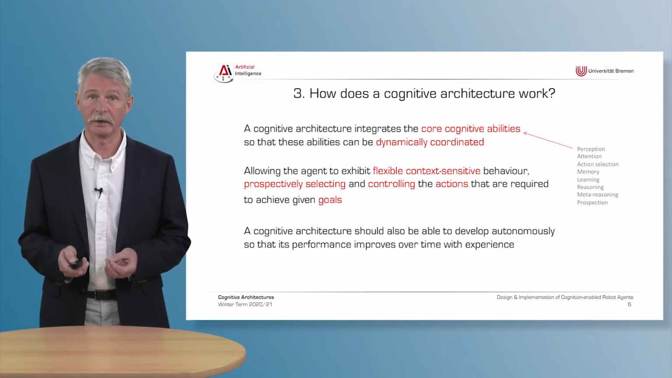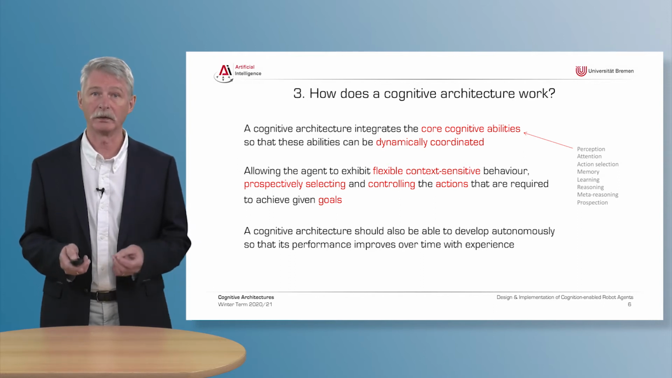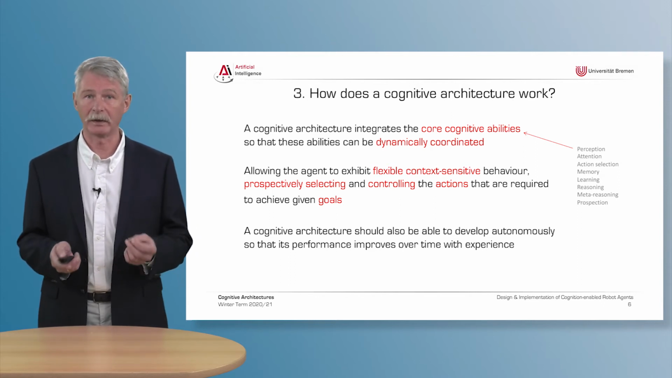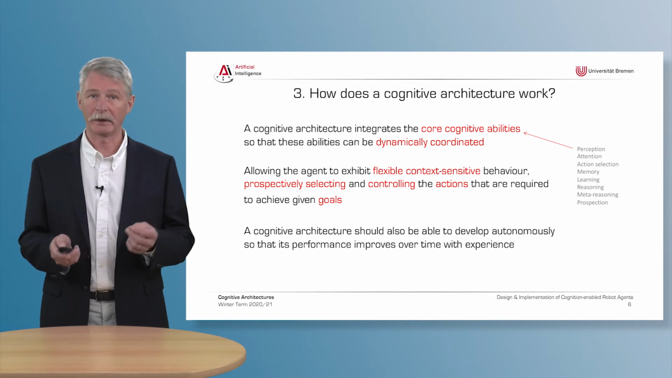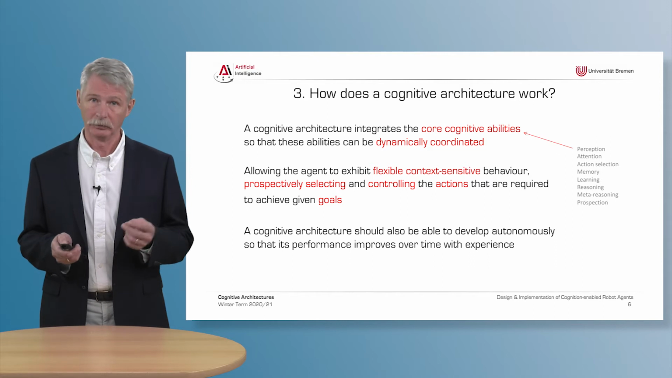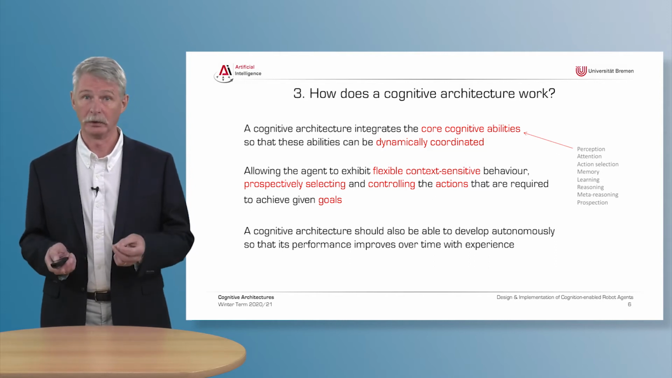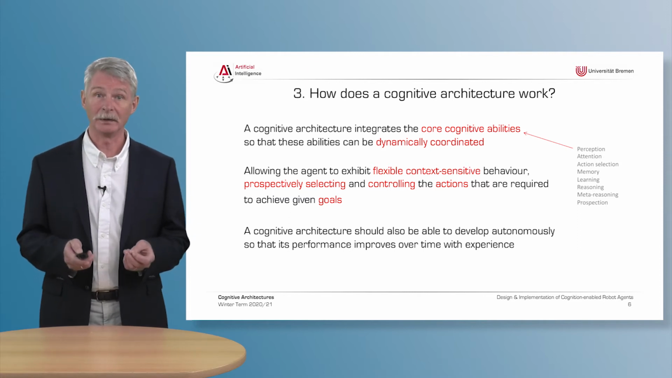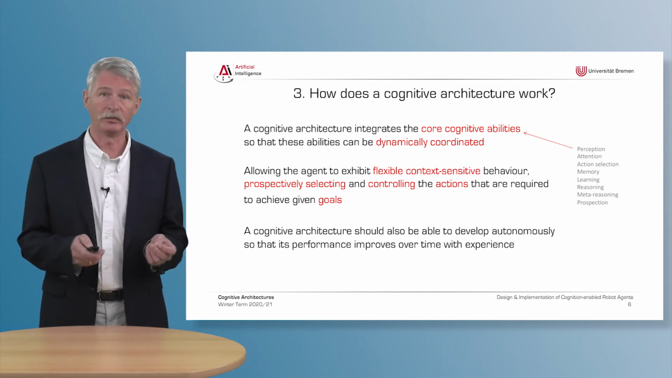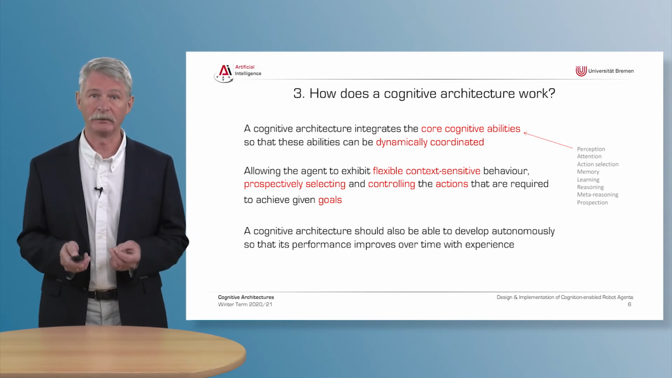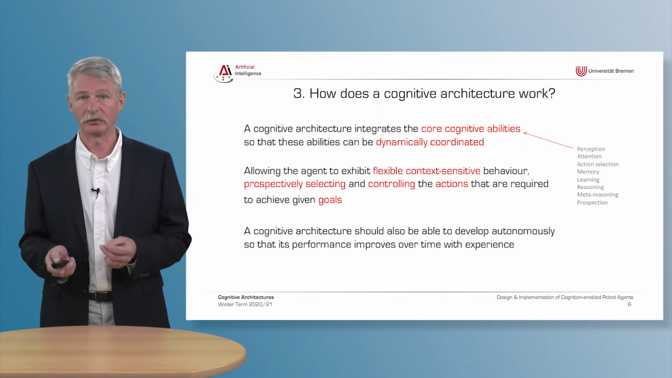This means the cognitive architecture integrates into a single system all the different core cognitive abilities: the ability to perceive, to pay attention to the things that matter, to select appropriate actions, to remember what it needs to perform these actions, to learn, to reason based on what it knows, to reason about its reasoning, and we call this meta-reasoning or metacognition, to anticipate what will happen in future, and we call this prospection.